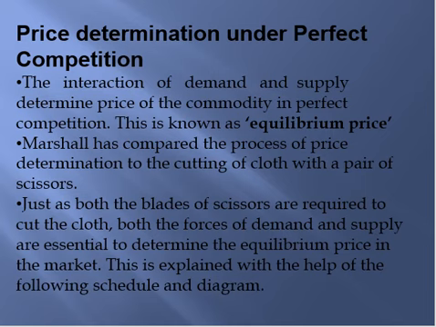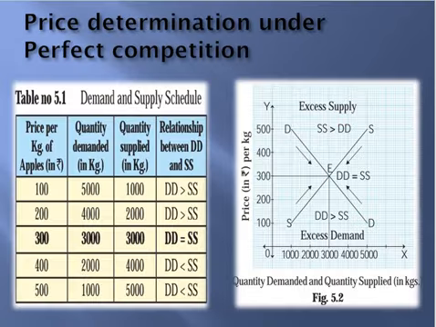Now, Marshall has compared the process of price determination to the cutting of a cloth with a pair of scissors. We all have seen scissors, right? They have two blades. Until one blade of the scissors interacts with the other blade, we cannot cut the piece of cloth, right? Similarly, he says that just as both blades of the scissors are required to cut the cloth, both the demand and supply forces are essential to determine the equilibrium price in the market. That means until demand and supply both meet, our equilibrium price and quantity, how much is demanded and how much is supplied, cannot be determined.